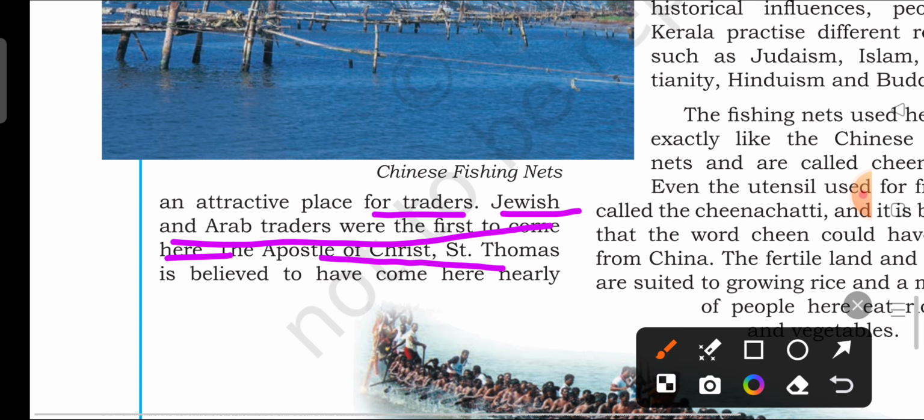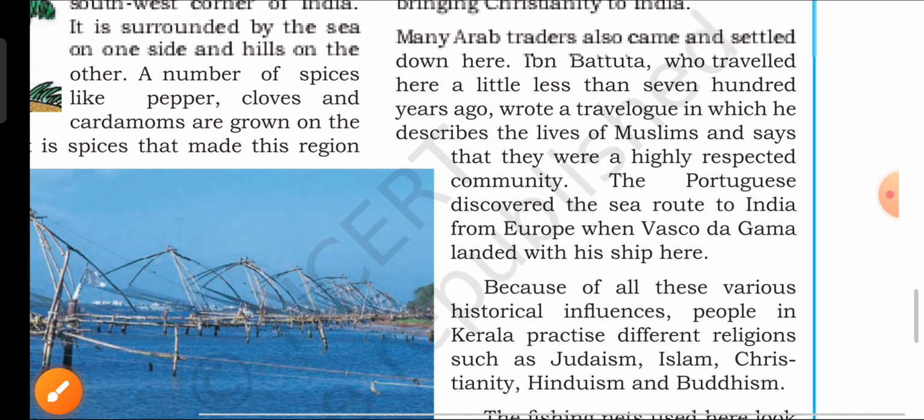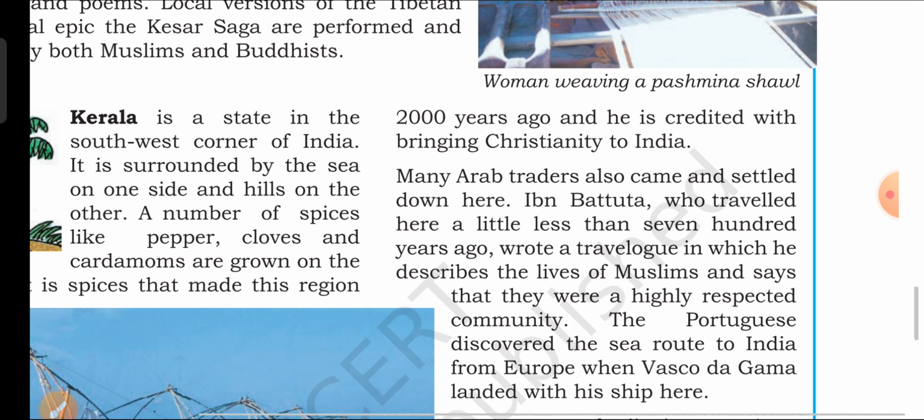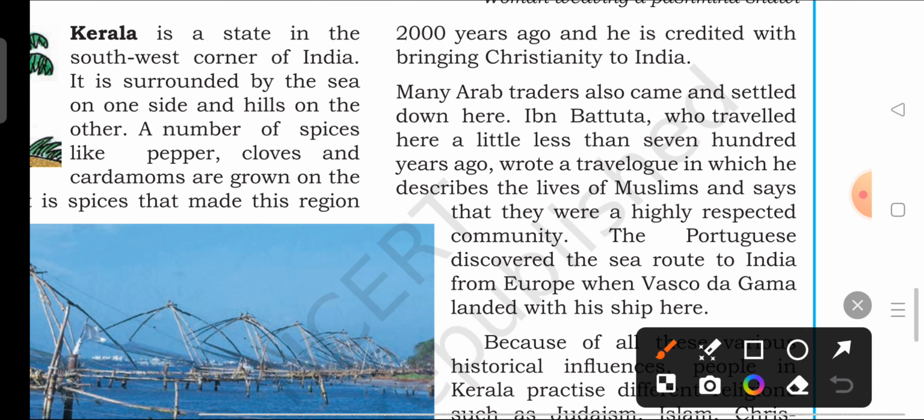And the apostle of Christ, that is Saint Thomas, is believed to have come here nearly 2000 years ago. So who is an apostle? We can say the first students of Jesus Christ, whose duty is to spread Christianity to the world. Here in Kerala, Christianity was first introduced around 2000 years ago by Saint Thomas himself. He is credited with bringing Christianity to India.